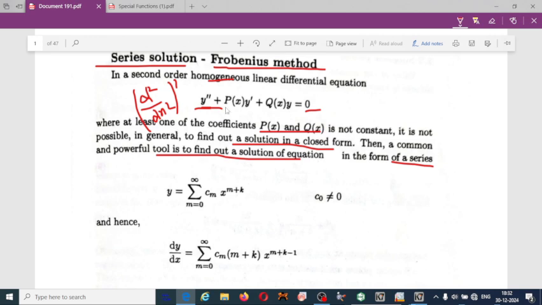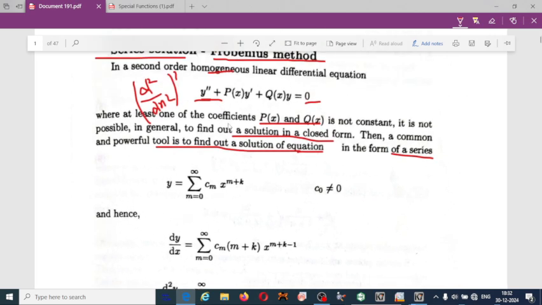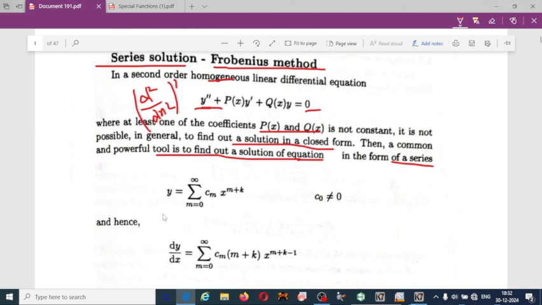As in the given differential equation, p and q are coefficients, and at least one of them is not constant. If it is not possible to solve it otherwise, then we have to use a power series solution. So first, what we have to do here is write down the standard power series formula.